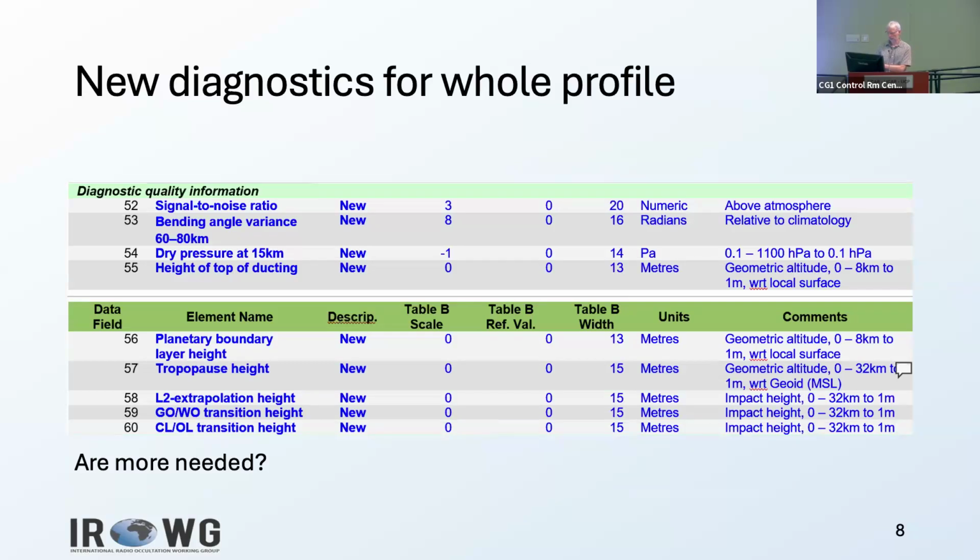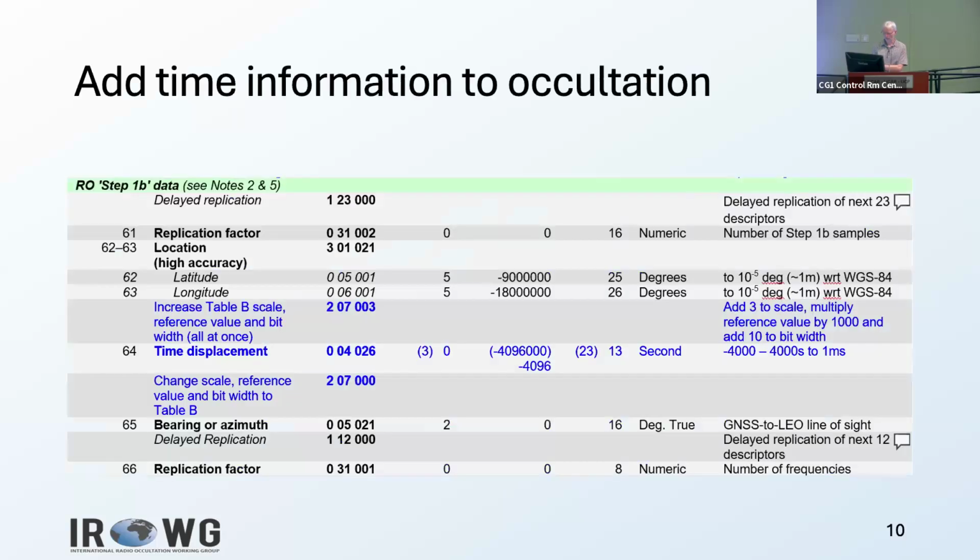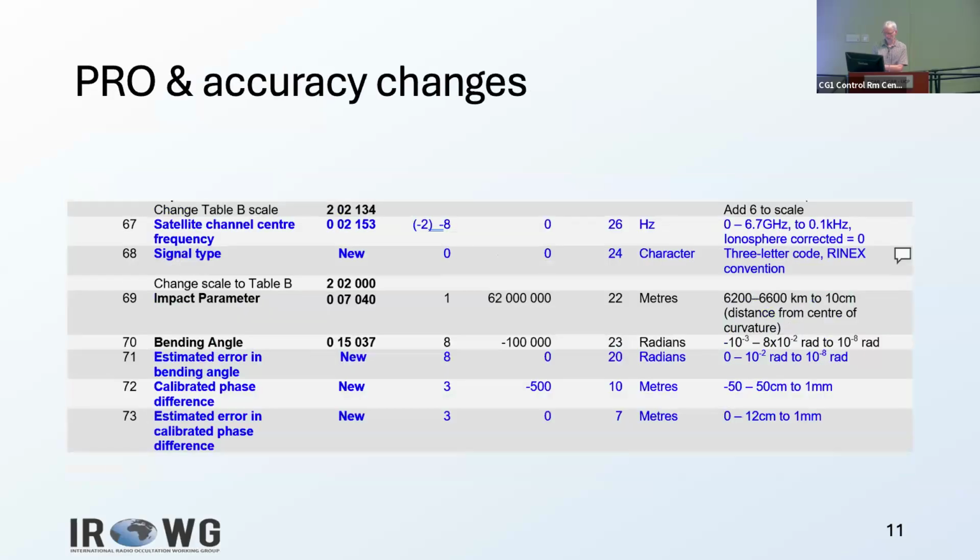We have these new diagnostics for the whole profile. And I would like to ask also if more are needed. You can think about that when you give your feedback within the next months. Step 1B, as it is called, bending angle data. We have added time information to the occultation. We have the polarimetric RO and accuracy changes here. We have a new satellite channel center, which includes more precise information about the frequencies. So it includes all current GNSS systems and up to 6.7 gigahertz if there should be something like that in the future.